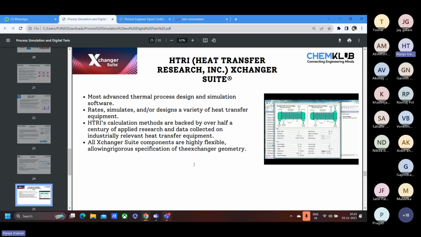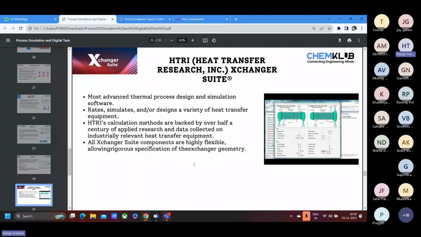HTRI. See, any heat exchanger in the plant, no one can beat this software in modeling the exchanger part, because it can also model how many tubes you have plugged. Sometimes, in the plant, your tubes get choked, and then those tubes you need to plug. So you can also see the heat exchanger performance with the tube plugs also. So it is very detail oriented, and majority of the time you have margin in heat exchanger performance only.